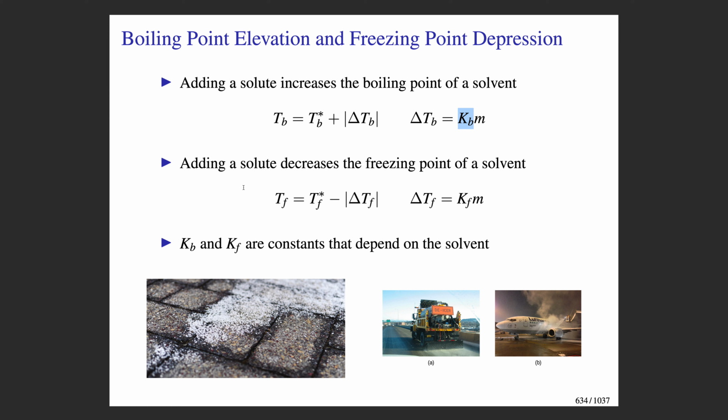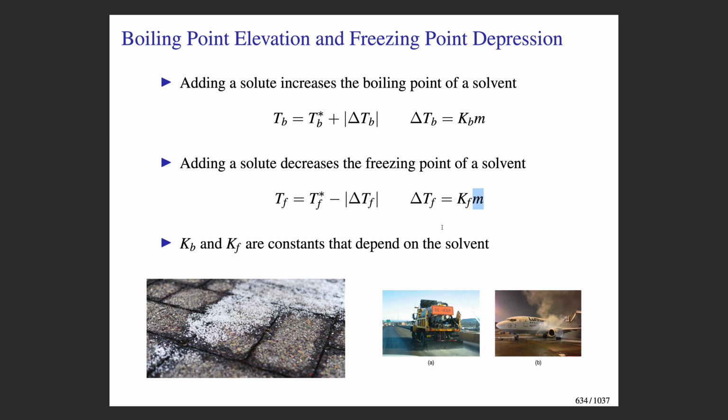The freezing point depression is similar, except we use a minus sign when we calculate the freezing temperature of the solvent. So it's the pure solvent's freezing temperature minus the freezing point depression, or the freezing point lowering. So delta T is a constant Kf times the molality. Kb and Kf are different numbers for different liquids.